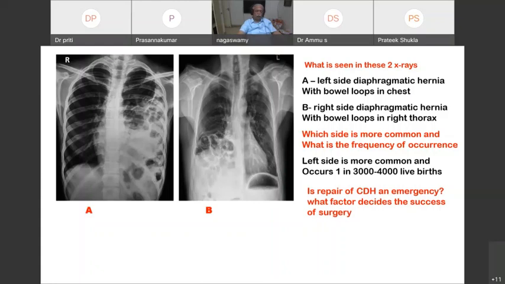If the lung is rudimentary, what problems will it produce? After the birth, the baby starts breathing. So what will happen? The normal side lung is well developed, but the herniated side lung is not well developed. So what effects will be caused by that?